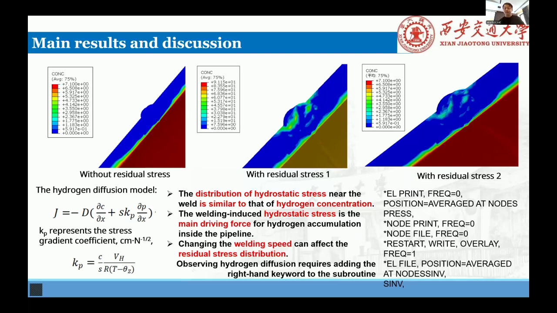Second, the calculation shows that changing the welding speed can modify the residual stress distribution, because residual stress affects hydrogen diffusion. Different welding parameters may also change the patterns of hydrogen enrichment. This suggests that optimizing the welding process can be an effective method to control hydrogen-related damage.